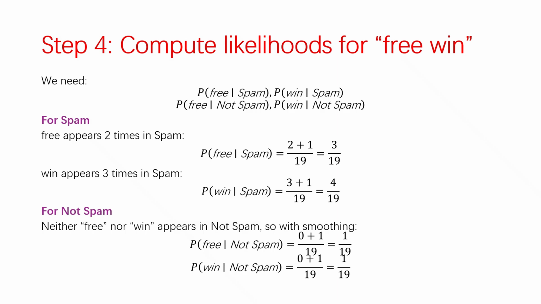We calculate the likelihood of each word. For example, free and win appear often in spam. They never appear in non-spam. After smoothing, we compute their probabilities for both classes. This tells us how strongly each word is associated with spam or not spam.